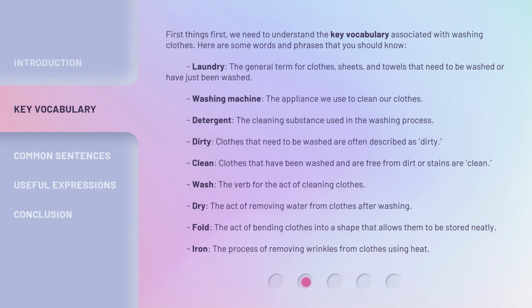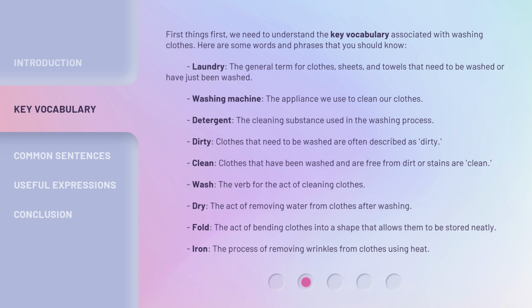First things first, we need to understand the key vocabulary associated with washing clothes. Here are some words and phrases that you should know. Laundry, the general term for clothes, sheets, and towels that need to be washed or have just been washed. Washing machine, the appliance we use to clean our clothes. Detergent, the cleaning substance used in the washing process.